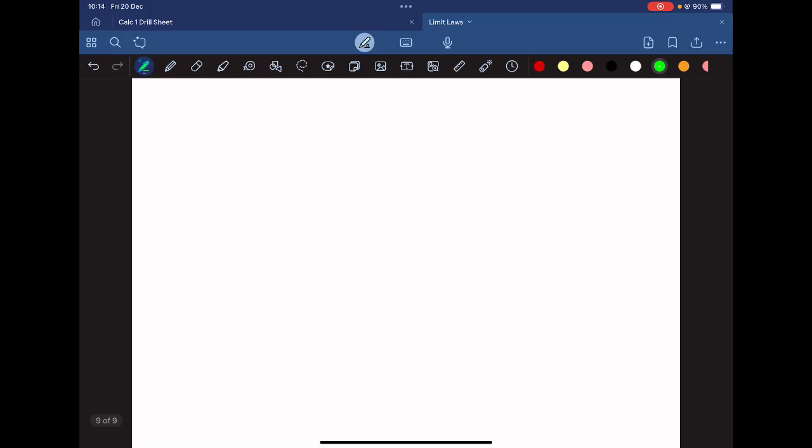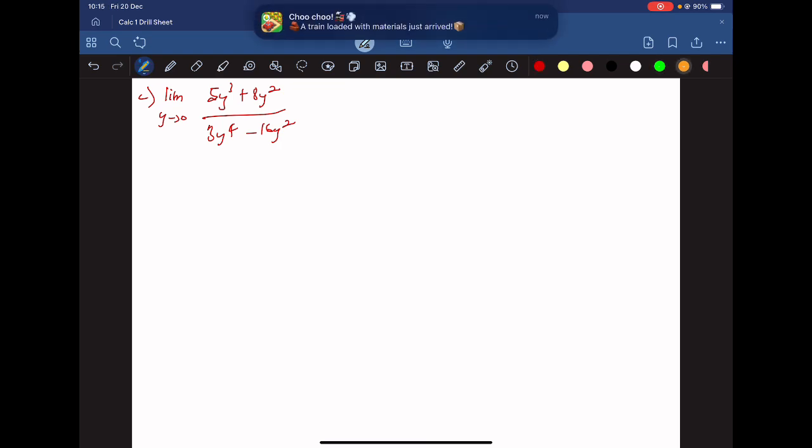Okay, let's move on. Let's look at this. Limit as y approaches 0 of 5y cubed plus 8y squared out of 3y to the 4 minus 16y squared. Now the first thing is, if we put in 0, clearly we can see that we are going to have an indeterminate form, which is 0 over 0, right?